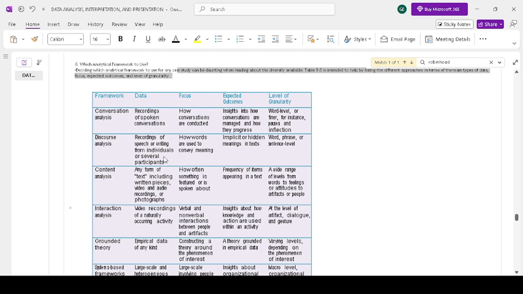Discourse analysis uses recordings of speech or writing from individuals or several participants. How words are used to convey meaning, implicit or hidden meanings in text. It is still at the word, phrase, or sentence level. So here, you're not just looking for words, you're also looking for pauses and inflection. If any one of you wonders how discourse analysis is different to conversation analysis, the focus is how words are used to convey meaning. Here, it's how conversations are conducted.